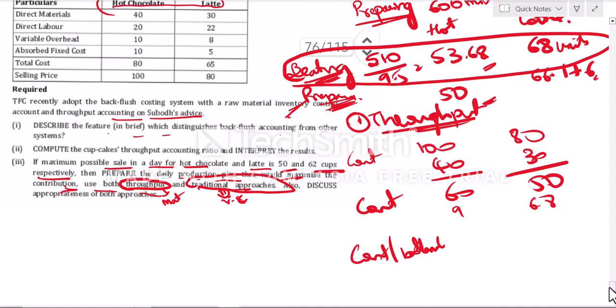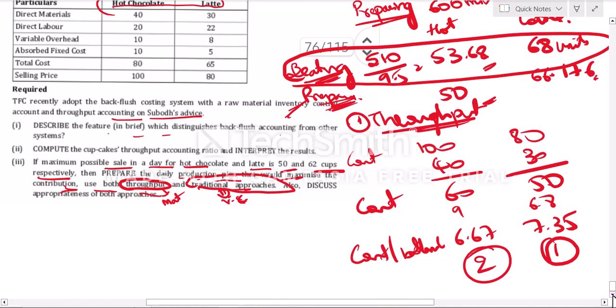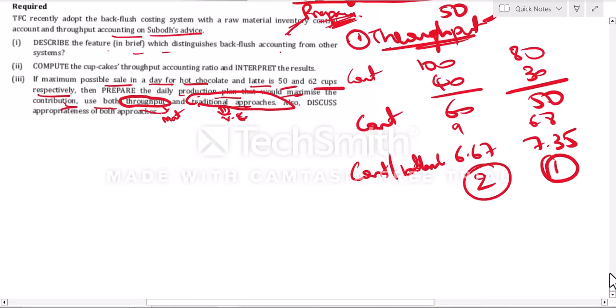Contribution per bottleneck hour: 60 by 9 is 6.667, 50 by 6.8 is 7.35. Which is giving more contribution? Latte. And next, hot chocolate. So we should first produce latte and then produce hot chocolate.